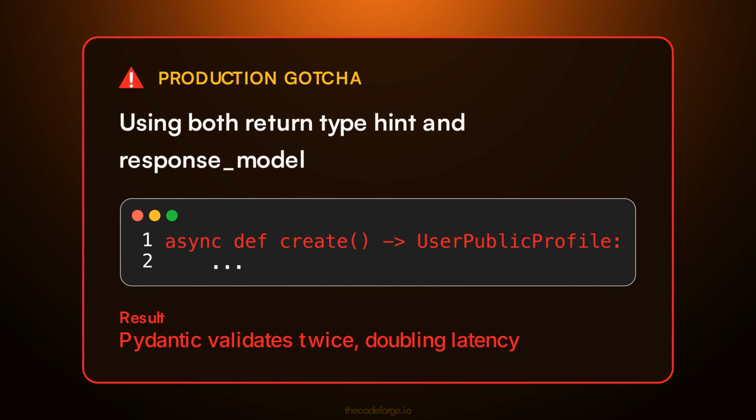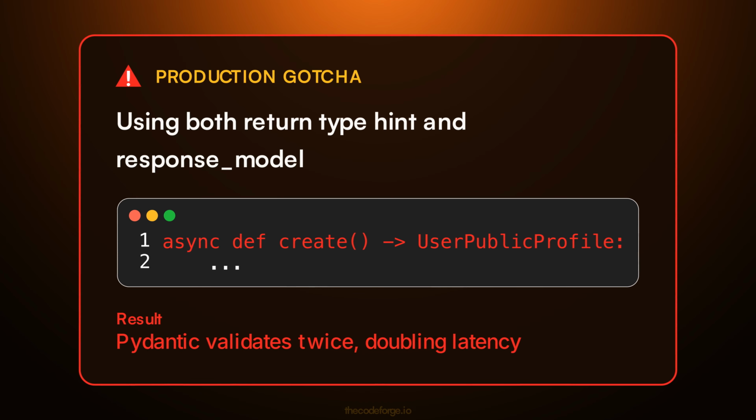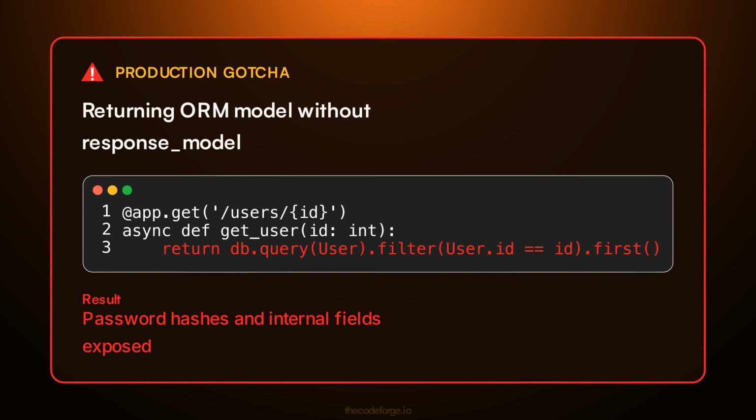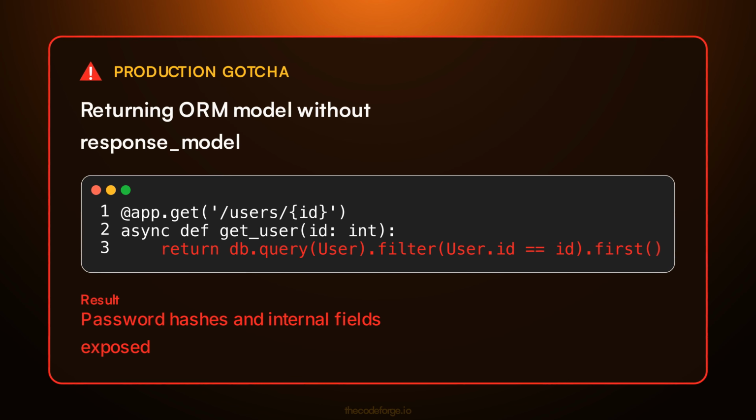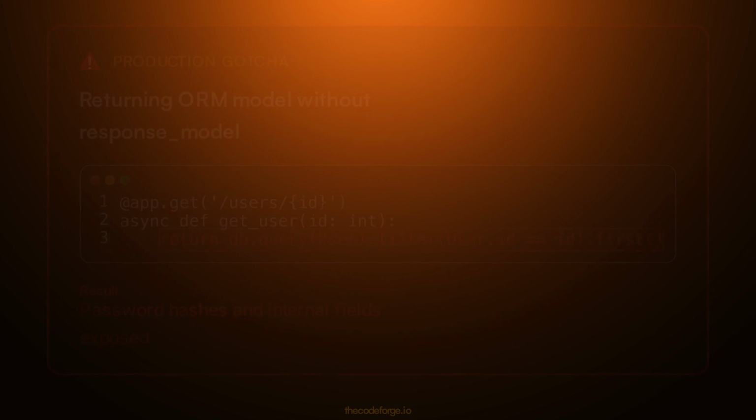When you annotate the return type and set response_model, FastAPI validates twice. For large objects, this doubles serialization latency. Use only response_model on the decorator for hot paths. This is the exact mistake from the incident. Without a response model, FastAPI serializes every column in the ORM model. Always define a response model Pydantic class with only whitelisted fields.